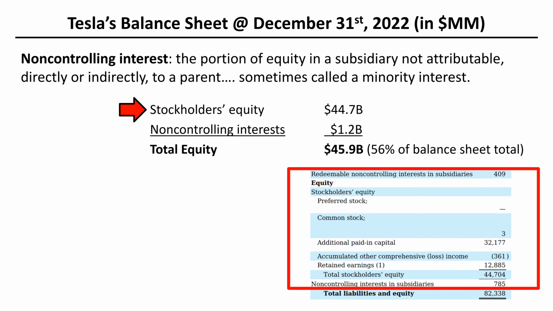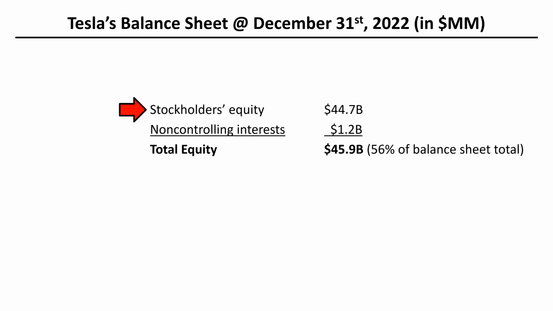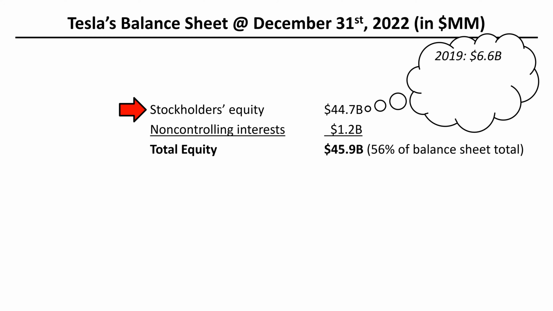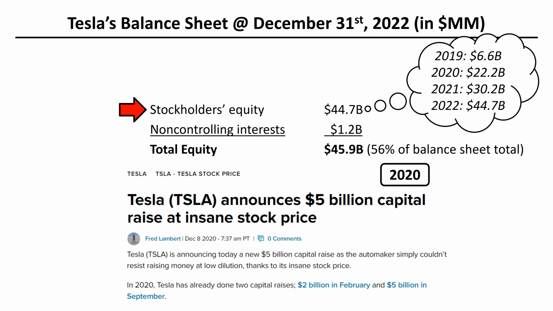Let's focus on that core part of stockholders' equity. Let's find out how it developed from just $6.6 billion at year-end 2019 to $22.2 billion in 2020, $30.2 billion in 2021, and $44.7 billion at year-end 2022. 2020 was a big year for Tesla in raising capital. $12 billion in 3 rounds: February, September, and December, at ever-increasing share prices. So equity in 2020 grew mostly from issuing new shares.